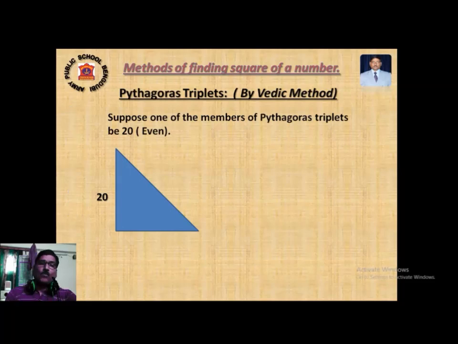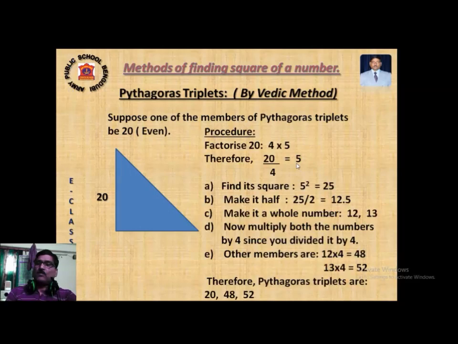What to do? Whatever the member given, we have to split it into two or three factors in such a way that at least one of the factors will be odd. So 20 we can divide as 2 and 10, 2 into 10 is 20, but 2 is also even and 10 is also even, so we cannot take it. What is the other combination? 4 into 5. 4 is even, but 5 is odd. Yes, it can fulfill our purpose. So 20 can be written as 4 into 5. How? 20 divided by 4, I am getting 5.